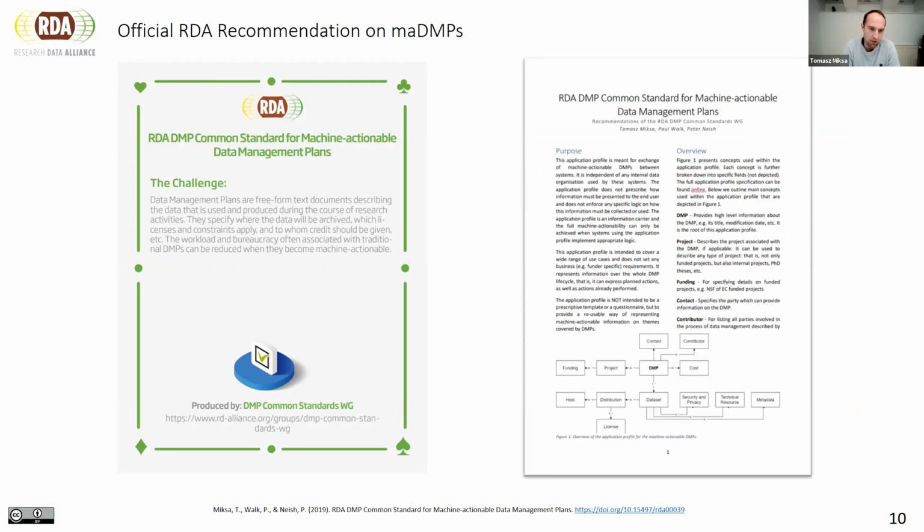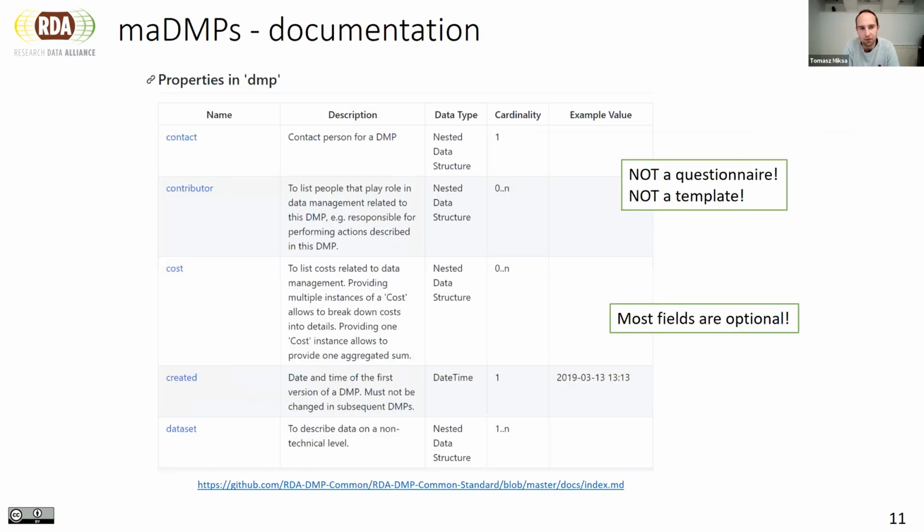And the documentation itself consists of fields with a description and information whether this field is obligatory or not. And an important thing is that most of the fields are optional. So it doesn't mean that we are enforcing specific information to be present, but rather provide a set of fields from which anyone who is implementing maDMPs can choose.